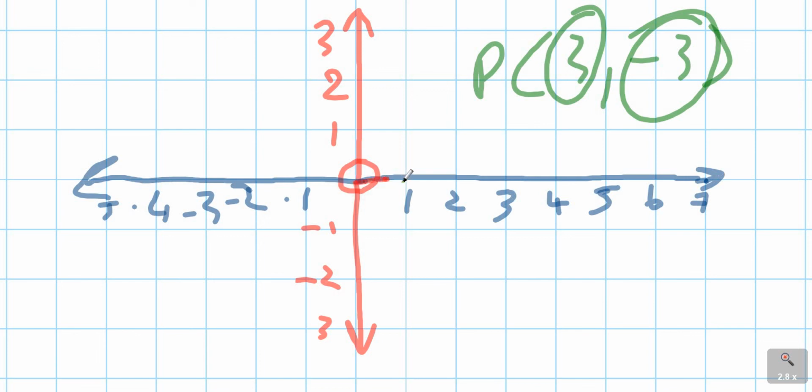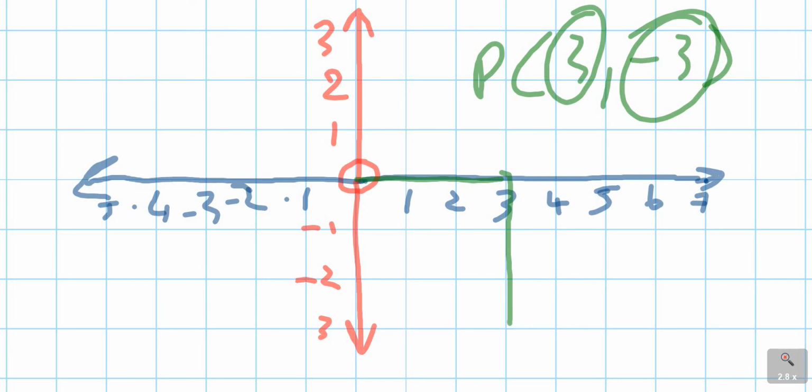So we move 1, 2 on the x. Let's use a different color. And it says negative 3 on the y, so we are going down on the negative: 1, 2, 3. And so our point will be right here. That will be point P.